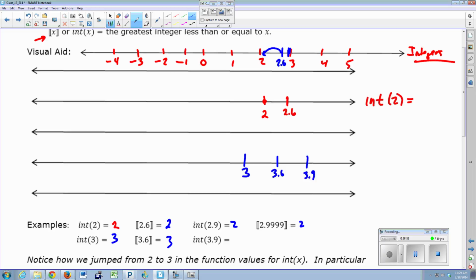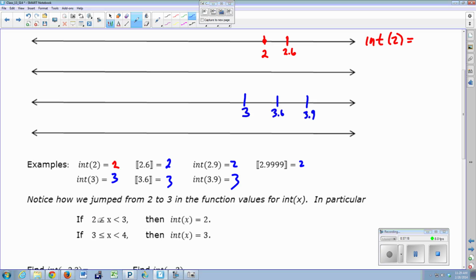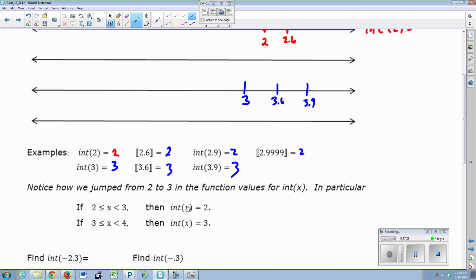3.9. 3. Okay. Any number between 3, including 3, and up to 4, but not including 4, if you put it into the greatest integer function, it will spit out a 3. Notice how we jump from 2 to 3 in the function. If your number is between 2 and 3, including 2, then the value of the greatest integer function of x is 2. If your number is between 2 and 3, including the 3, and you put it into the greatest integer function, it spits out a 3.